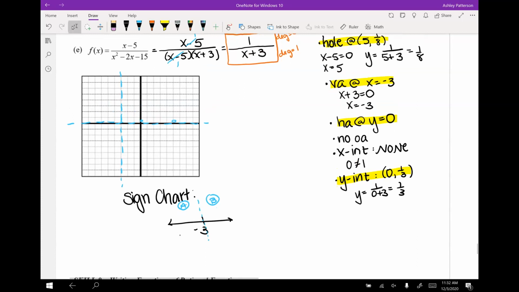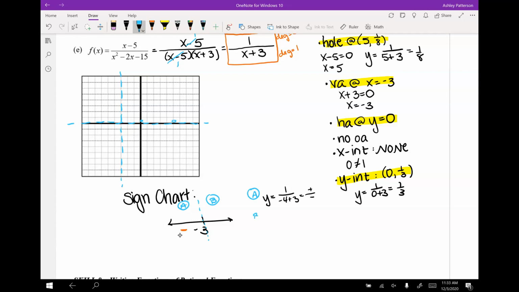And again, this comes from the simplified form. So region A is to the left of that vertical asymptote. So I'm going to use -4 to check the sign of my y values for every x value in that region. So 1 over -4 plus 3, it's a positive over a negative. So my graph, my function, has negative y values to the left of that vertical asymptote.